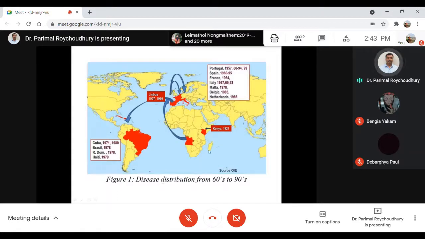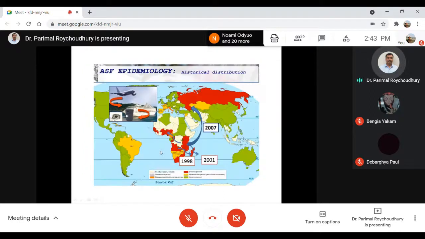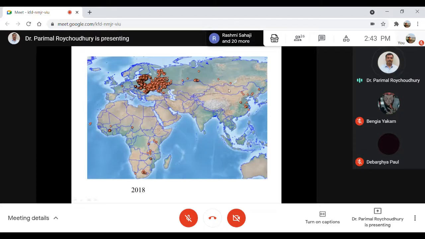To highlight some of the events that took place: as I said, from Kenya it was transmitted to the European countries and the Caribbean, including Brazil and Argentina. Thereafter it was checked again, then in 1998 it reached Madagascar, and in 2007 it jumped to the European continent and gradually spread to the entire Russia, and then gradually came to the People's Republic of China and then Southeast Asia.